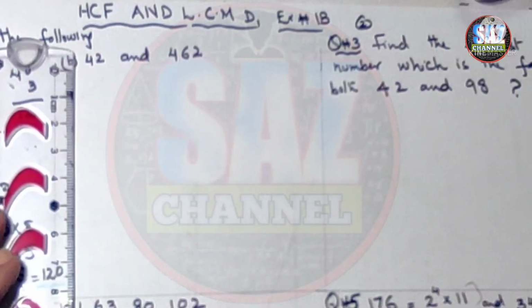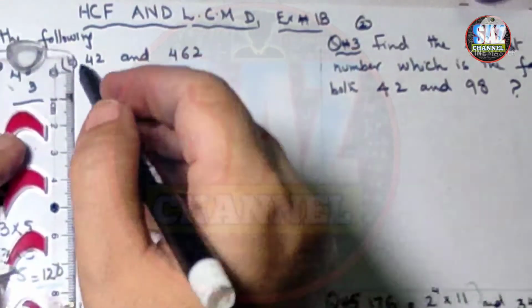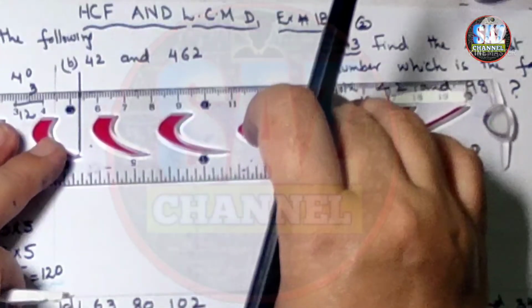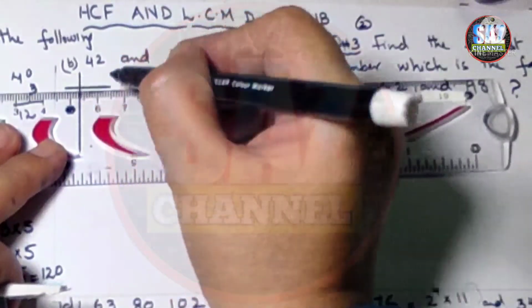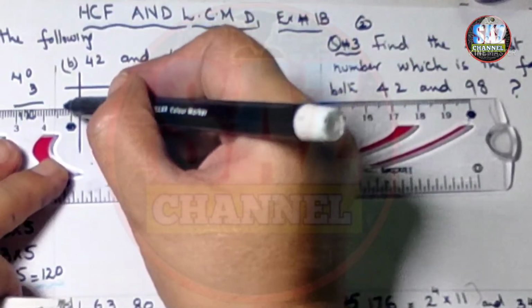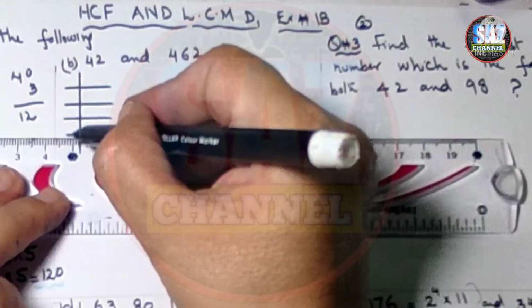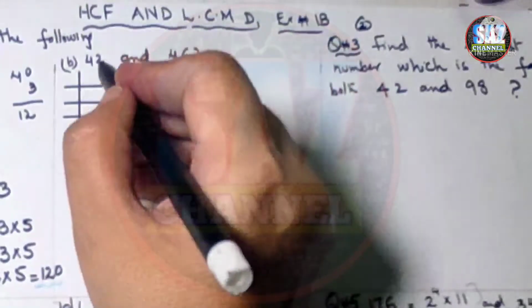First of all, we have to write each number as the product of its prime factors, and we have to express the number in index notation as well. That product has to be expressed in index notation as well.